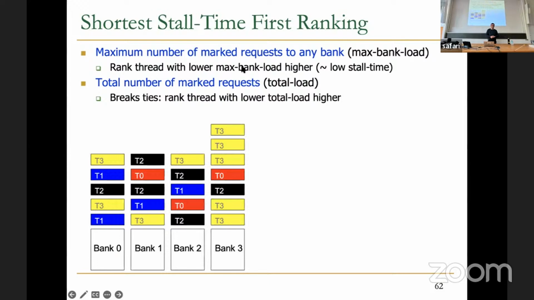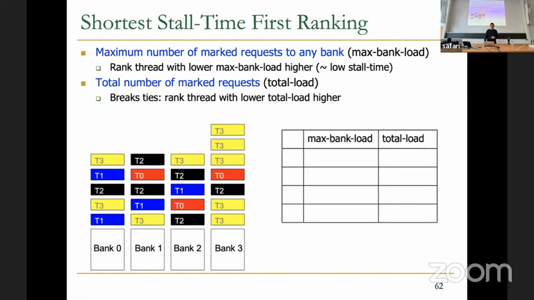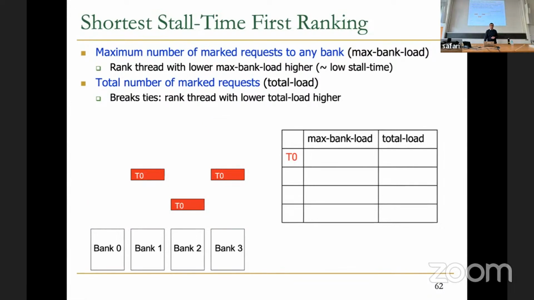I think this is best seen with an example. Let's take a look at this example. These are the requests from 4 different threads. They're imbalanced right now, not equal, to show what is the good thing to do. There are 4 banks. Let's take a look at thread 0's max bank load. Thread 0's requests are highlighted here. The maximum number of requests it has to any bank is 1. So its max bank load is 1, total load is 3. It has a total of 3 requests.